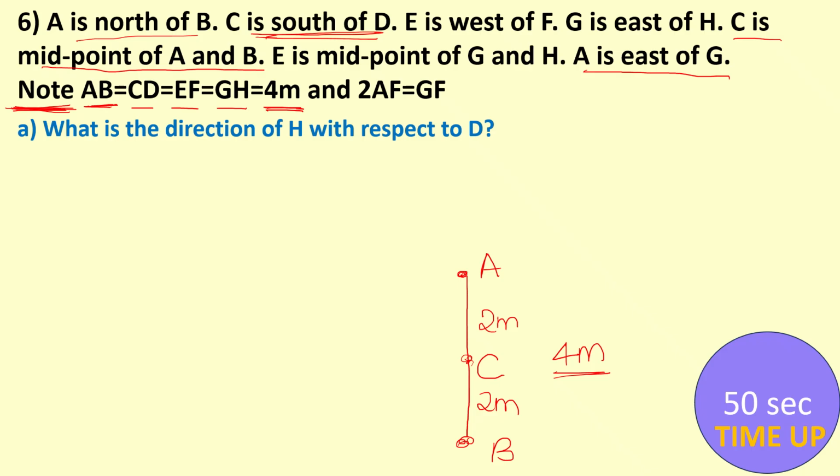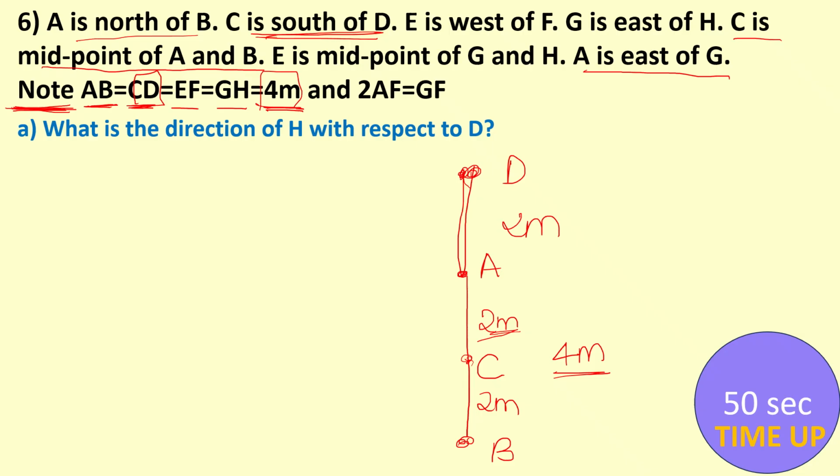Okay, C is south of D, but how many meter? See here in the note. C and D is how much? C and D is 4 meter again. So if this is already 2 meter, then this will be how much? 2 meter, right? Understanding? So total will be again 4 meter.